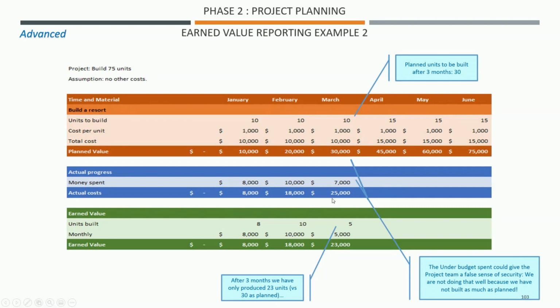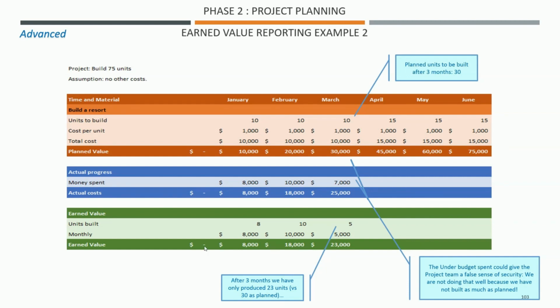So you would be checking your budget and you would say, we're cool, after 3 months I've only spent $25,000, and that's ahead of my scheduled budget. I'm doing very well. But you have only built 23 units. So I think earned value is a good tool so you don't get too comfortable.